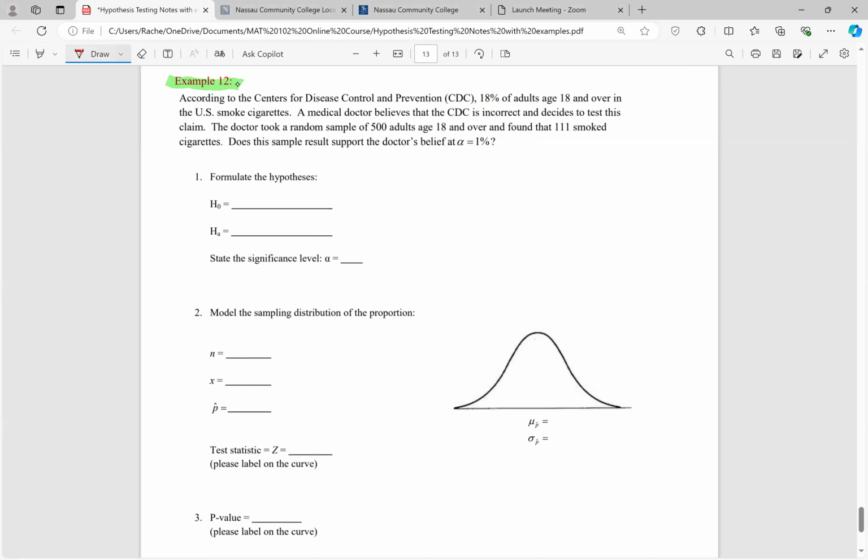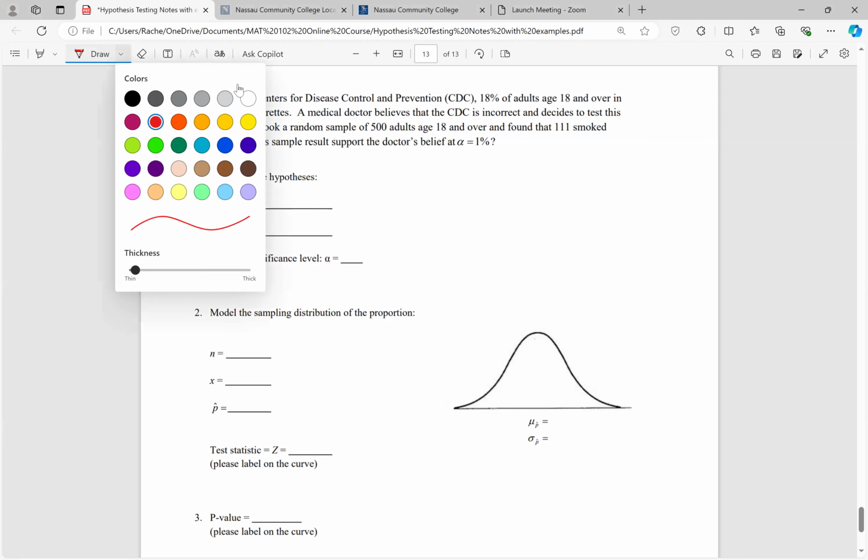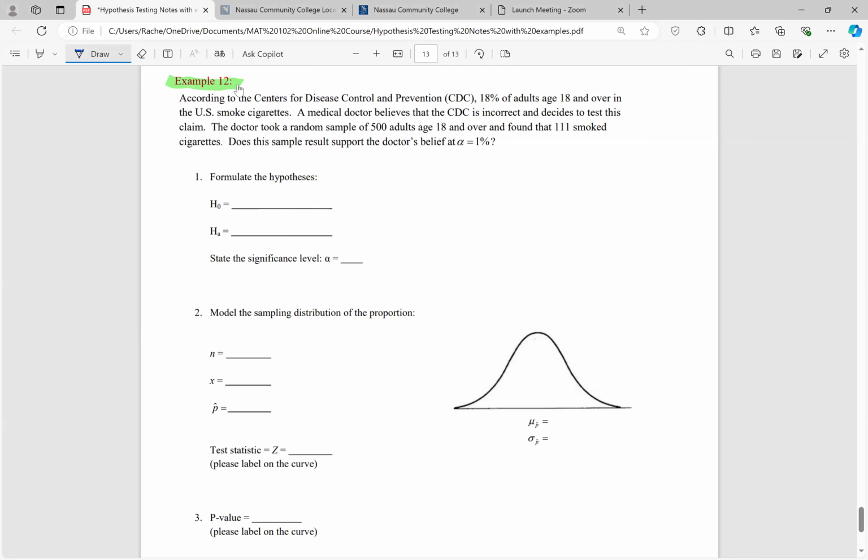It says, according to the Centers for Disease Control and Prevention, the CDC, 18% of adults age 18 and over in the US smoke cigarettes. A medical doctor believes that the CDC is incorrect and decides to test this claim. The doctor took a random sample of 500 adults age 18 and over and found that 111 smoked cigarettes. Does this sample result support the doctor's belief at alpha equals 1%?